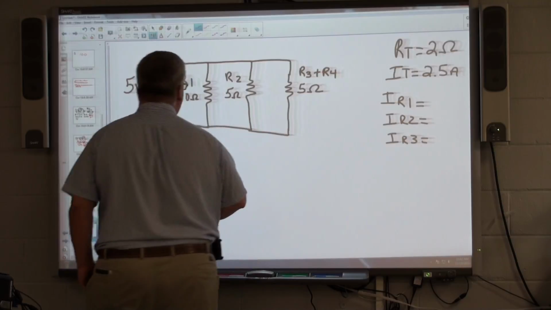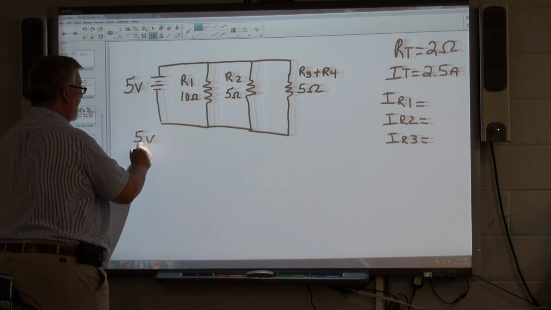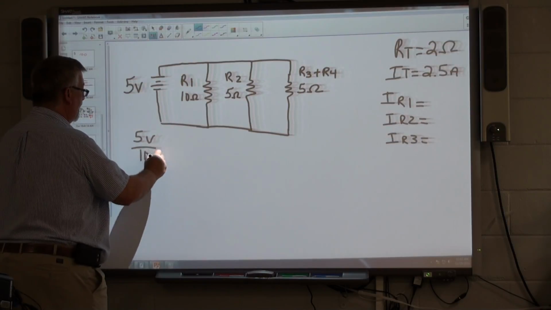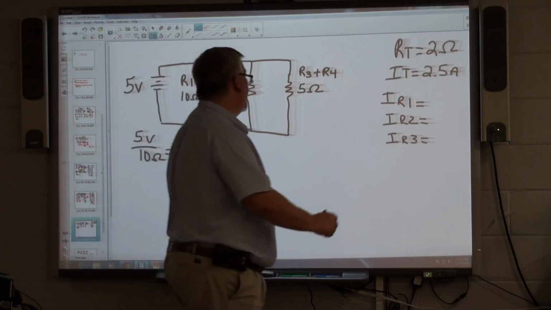All right, so we've got 5 volts across R1 divided by 10 ohms. So what is the current through R1? 0.5 amps.